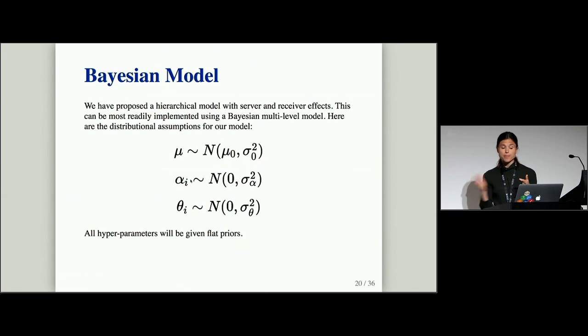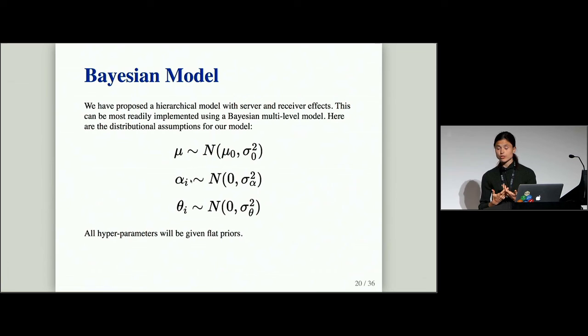The nice thing about the Bayesian setting here is that it's an easy way to implement this kind of hierarchical structure where we have player-specific effects, and there may be multiple versions of that. So we have both server and receiver hierarchical effects that we want to consider. So the Bayesian setting is particularly natural for dealing with these kinds of multi-level models.